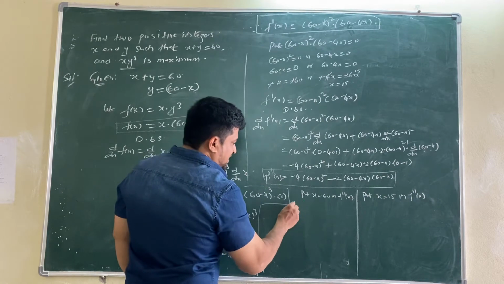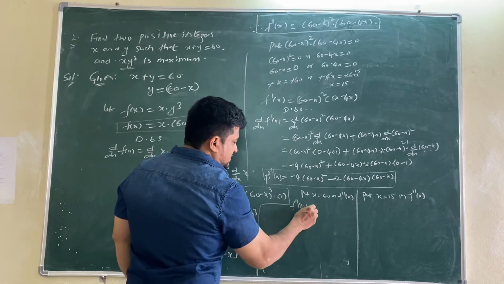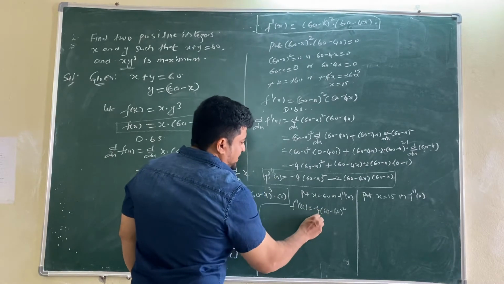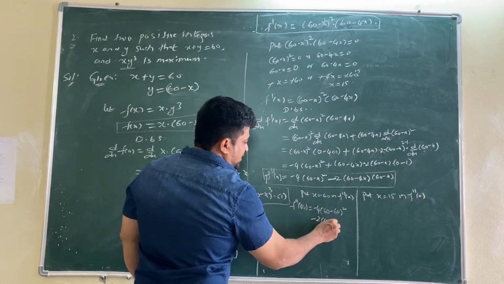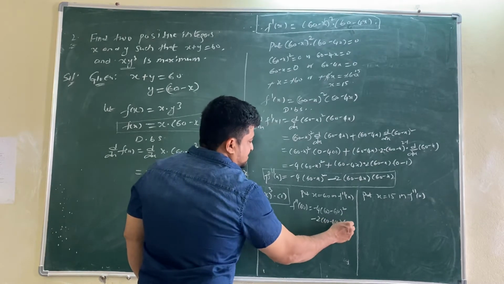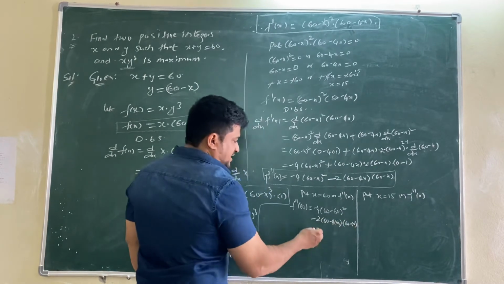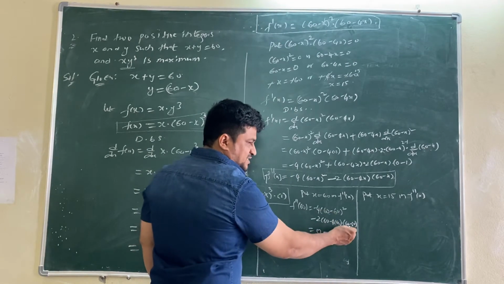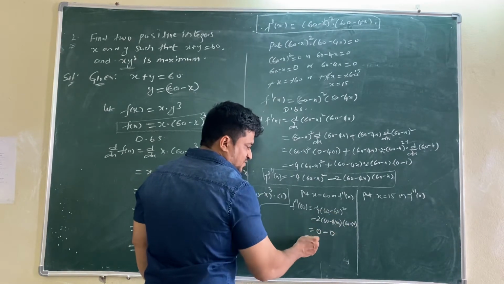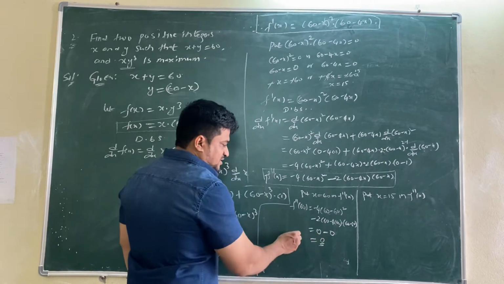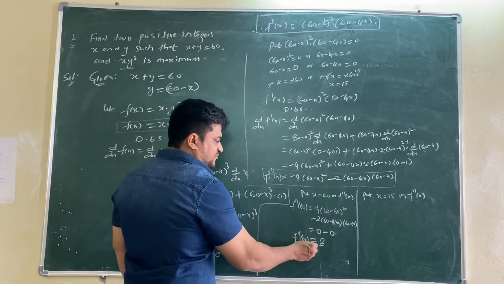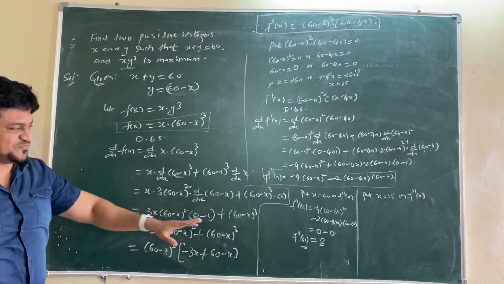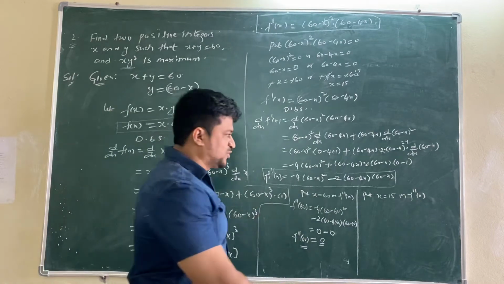Check it out. F double dash of 60 is minus 4 into 60 minus 60 whole square minus 2 into 60 minus 4 into 60 into 60 minus 60. See, 60 minus 60 is 0, 0 into anything is 0, 60 minus 60 is 0, 0 into anything is 0. So 0 minus 0 is how much? F double dash of 60 is 0. If we have 0, no need to write. If less than we have some value, greater than 0 we have some value, for 0 we don't have any value. We leave it up to the mark.